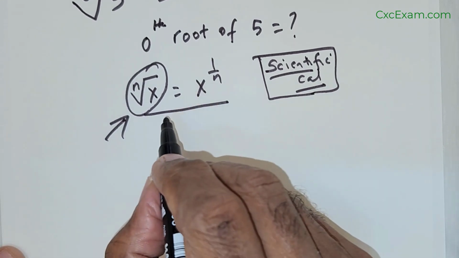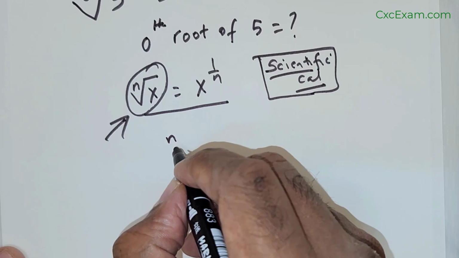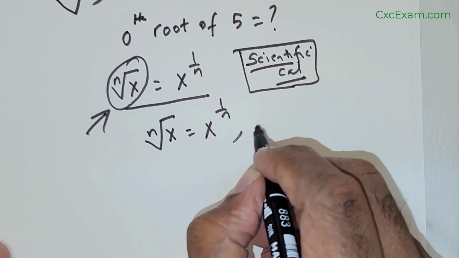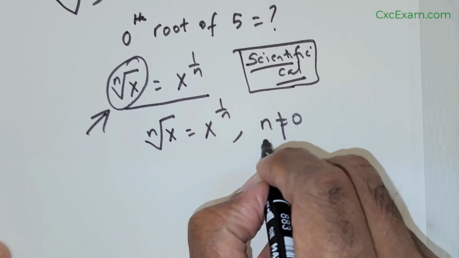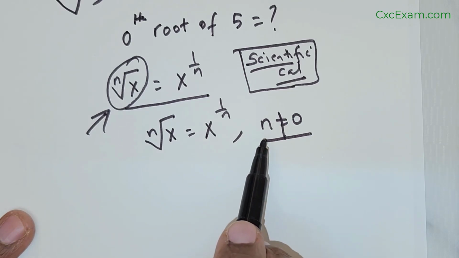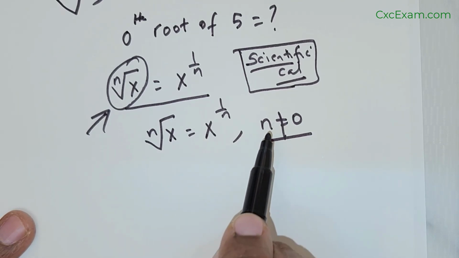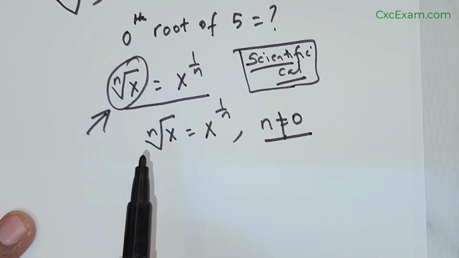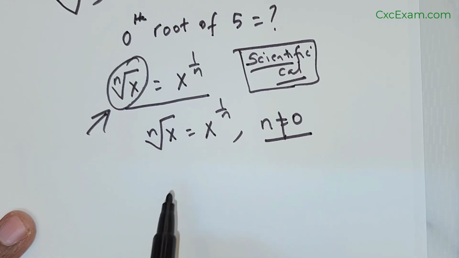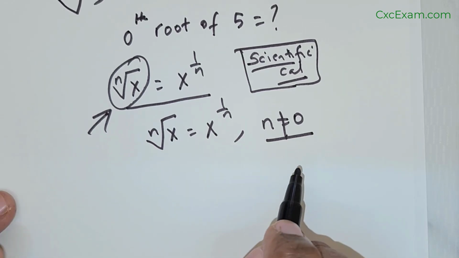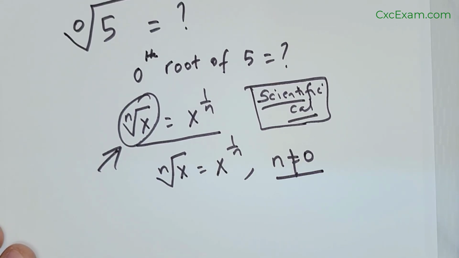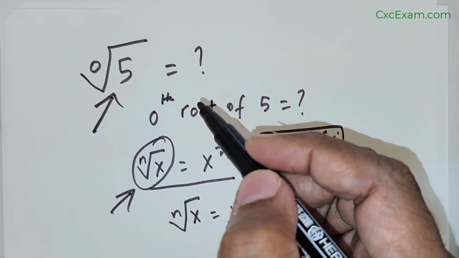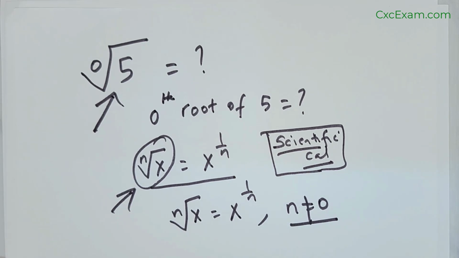Why? Whenever they are including this, they should add a condition: nth root of x is equal to x raised to the power of 1 over n, provided n is not equal to 0. This is the underlying rule by which this rule is functionally applicable. So that's what I'm trying to tell you here. Okay, having mentioned this information, let us go and do some research in getting the solution for this question.